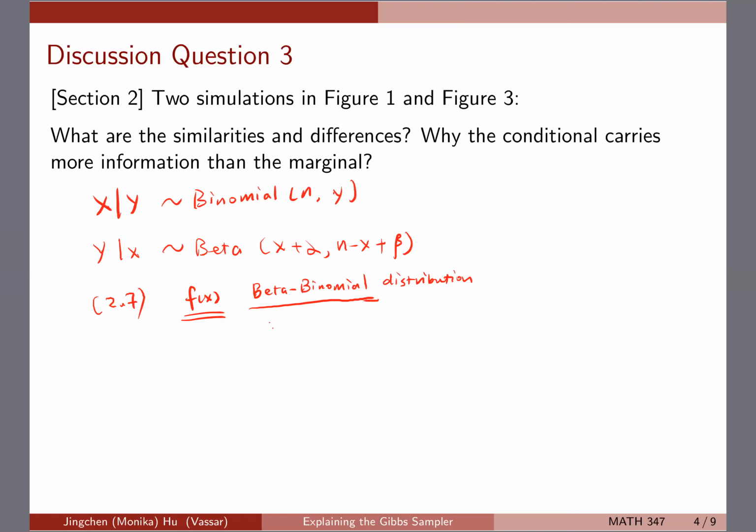Anyone? When they described it, what are they trying to plot? Yeah. So figure 1 is plotting x1 up to xn, as opposed to figure 3 that is plotting the density of x given y, simulated y value. Yeah, so this is the first difference if you look at the two figures.